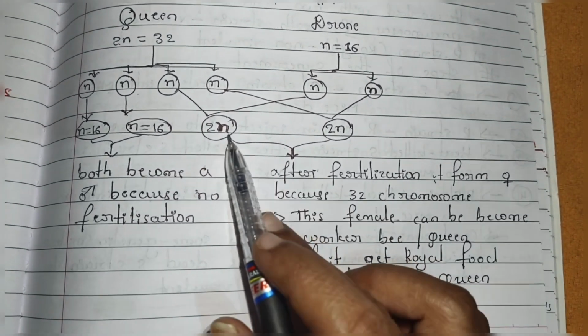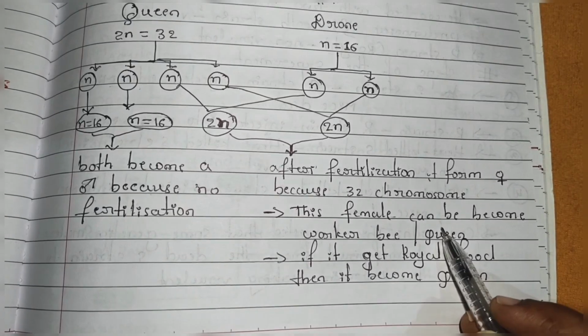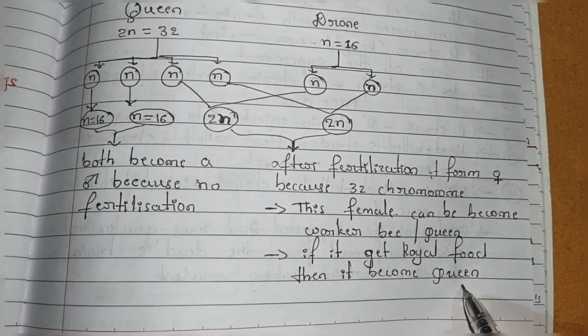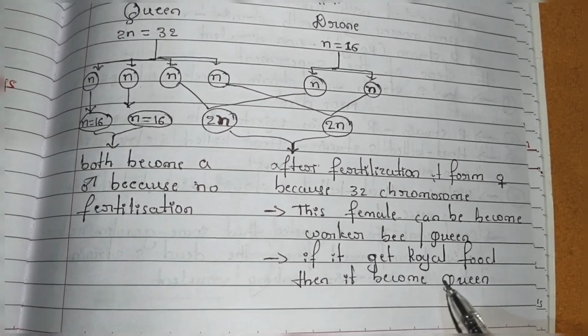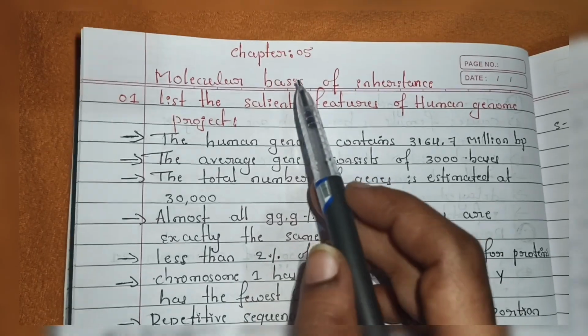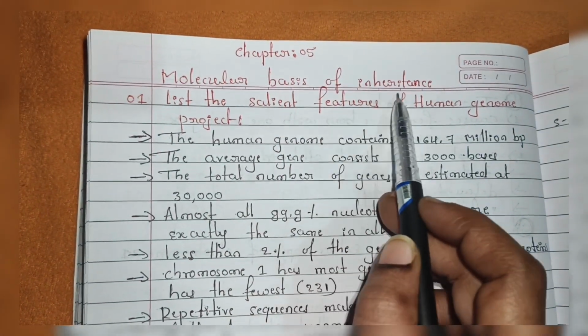If females are formed, the ones that get royal food become a queen, and if they do not get royal food they become a worker bee. Next, the fifth chapter is Molecular Basis of Inheritance.